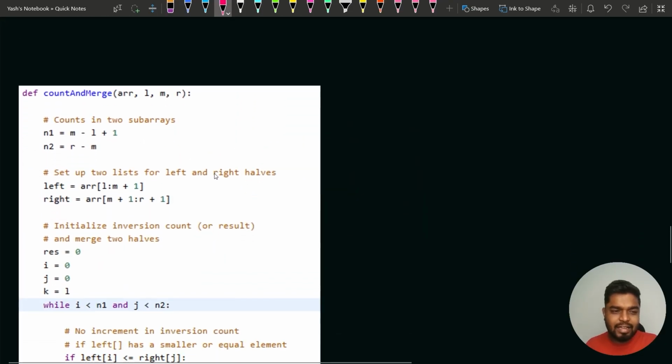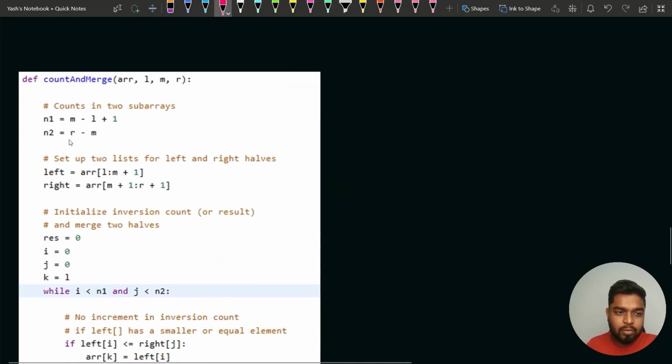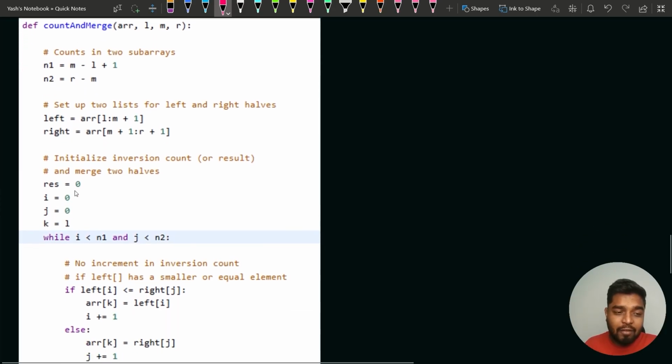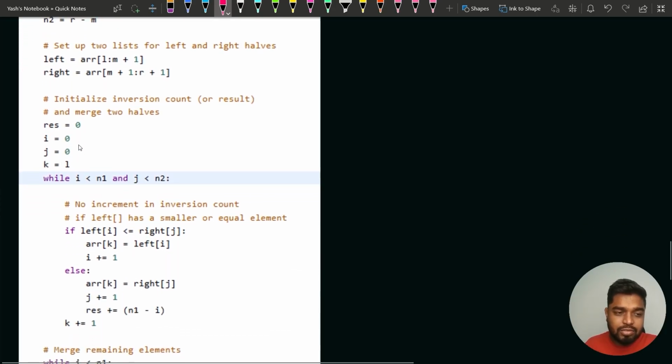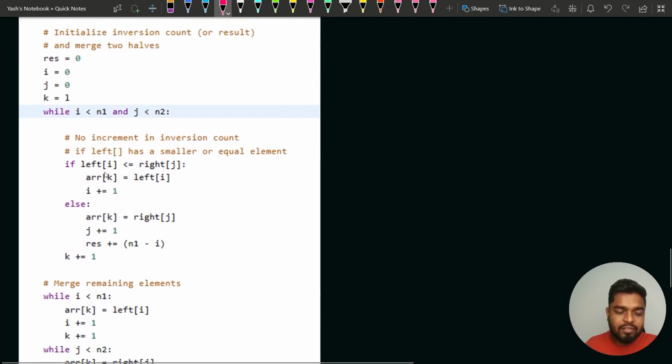After that, you can see again we find n1 and n2, the count in both the subarrays, and then the left and right arrays. After that, the result was 0, i was 0, j was 0, and k was initialized. Then we check if the left array element is lesser than the element of the right array. I don't have any issues. Update the left element and then do i plus plus.